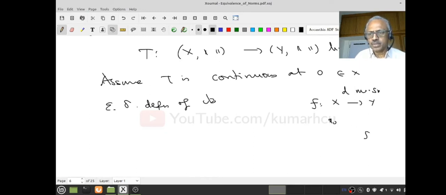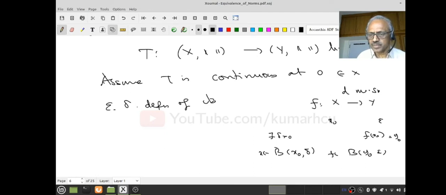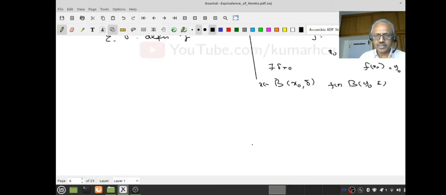What do I do? Look at f of x naught, and look at an epsilon, right? Therefore I have the ball around y naught of radius epsilon. Then I want to say there exists a positive delta so that for every x in the ball B x naught of delta, f of x belongs to this. That is, given an epsilon, there is a delta, so that distance between x and x naught less than delta implies distance between f x and f x naught is less than epsilon, right? You follow that?